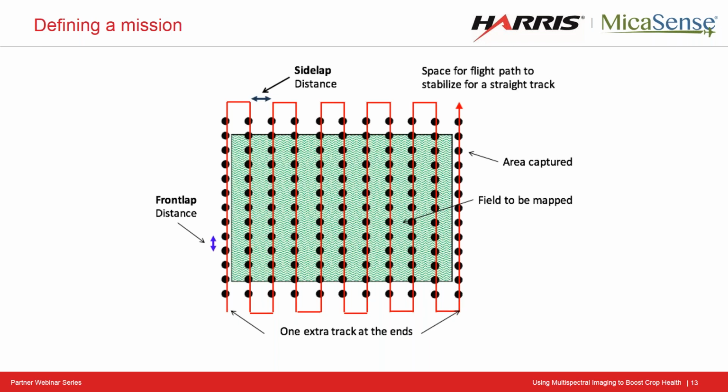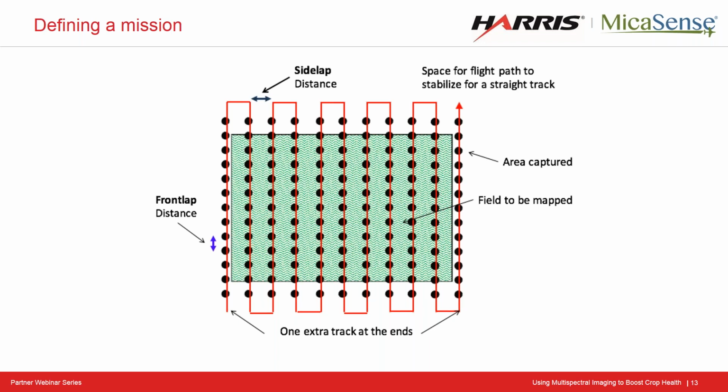In this image, we see the green rectangle as the area that's being covered, and the red is representing the passes of the drone across that area. You can see that the turnaround points are beyond the field, and then the first and last passes are also beyond the actual area that's being covered. So if we start over on the lower left-hand side and we're flying along, we start that mission, all those black dots are image collection events. Basically, the camera's triggering and it's capturing images at that point.